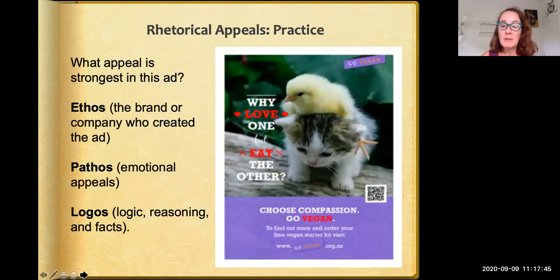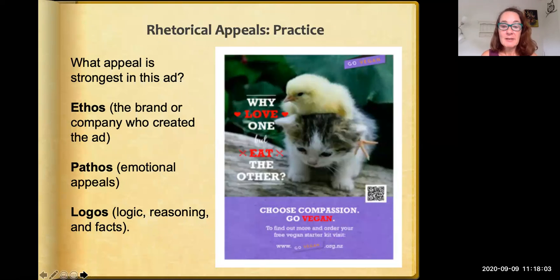Well, let's think about which appeal is the strongest. Is it ethos, the brand or company who created it? So Go Vegan created it. I would say that their brand is pretty low level here. It's in the upper right, tiny, and it's at the very bottom with the web address. So it's definitely not ethos.